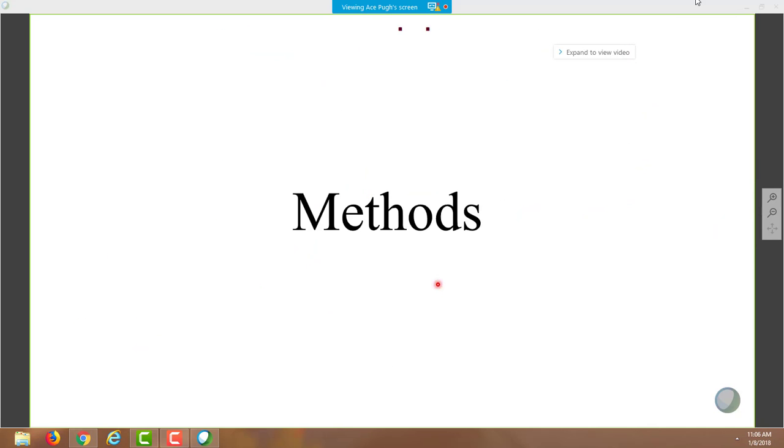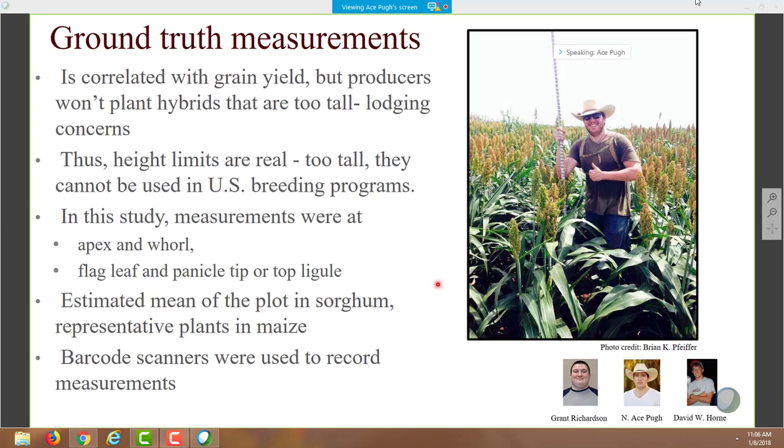So now I'm going to talk about the methods of this specific paper. So our ground truth measurements were conducted by measuring at the apex and the whorl of the plant when the plant was young, and the flag leaf and the panicle tip when the plants were mature, or the top ligule. So the estimated mean of the plot in sorghum was used.